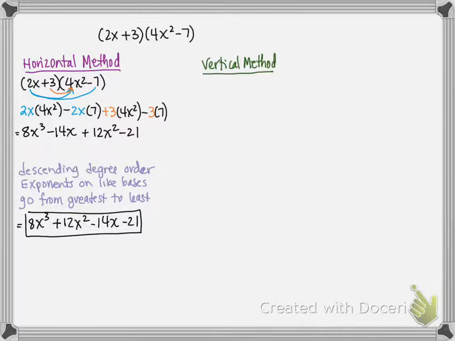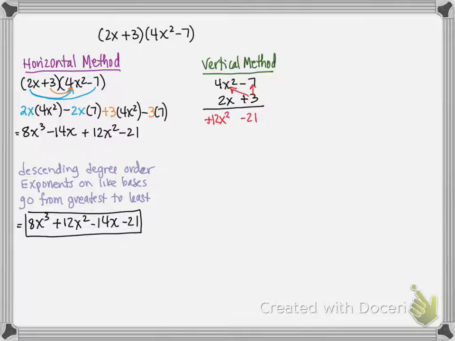So it doesn't matter since they're both the same length. We're going to put one on the top and the other one on the bottom, and it doesn't matter. So I'm going to put 4x squared minus 7 on the top, and I'm going to do 2x plus 3 on the bottom. So again, I'm going to multiply 3 times negative 7 is negative 21, and 3 times 4x squared is going to give me positive 12x squared.